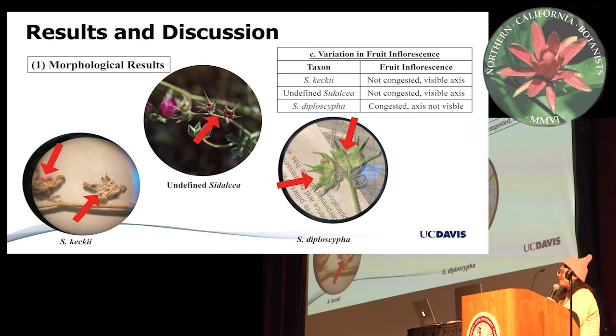After all of the morphological analysis, we are pretty sure that although those undefined Sidalcea are more similar to Sidalcea, they do have some very unique morphological characters, and those characters are intermediate between these two species, which might be really strong evidence that these populations are hybrids between these two species.